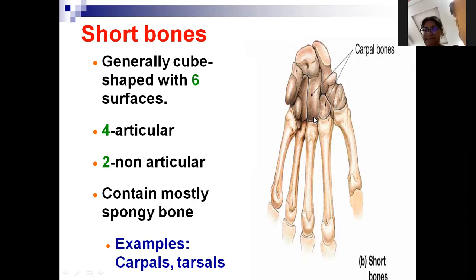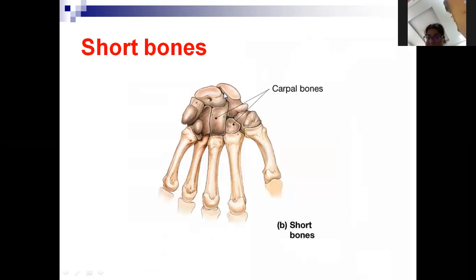That means anteriorly, if you observe this bone, it is articulating with the metatarsal. Posteriorly it is articulating with the proximal row of bones. On the right side it is articulating, on the left side it is articulating. That means 4 surfaces are articular. Only the surfaces above and below are non-articular, not articulating with any bones. If you break and see these bones, they are mostly spongy in nature. Examples are carpals and tarsals. So all these are short bones.